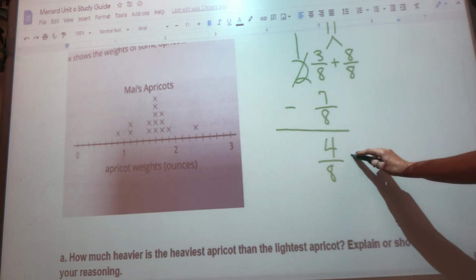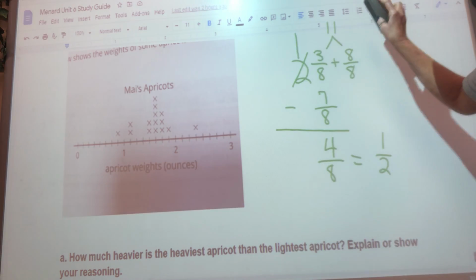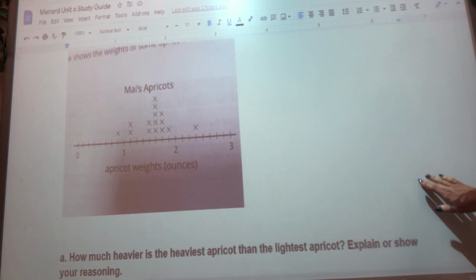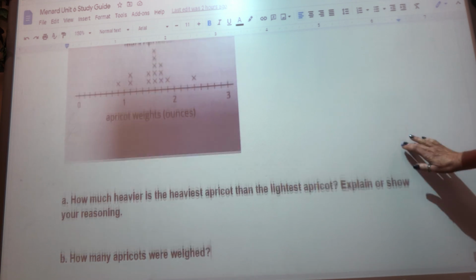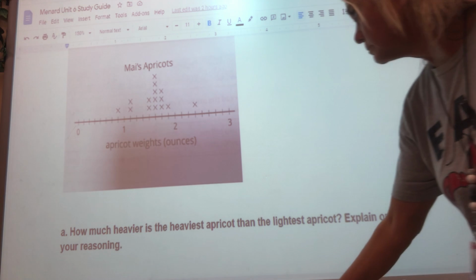Is this in simplest form? No, it can be 1/2. It could be 1/2. No, it can be 1 and 1/2 because of the thing. You could be 1, but you're half.